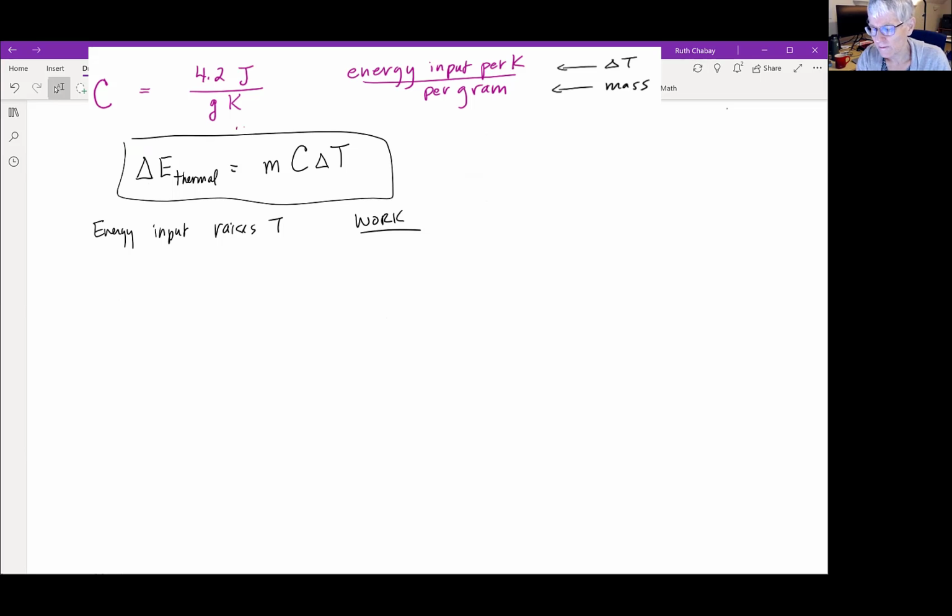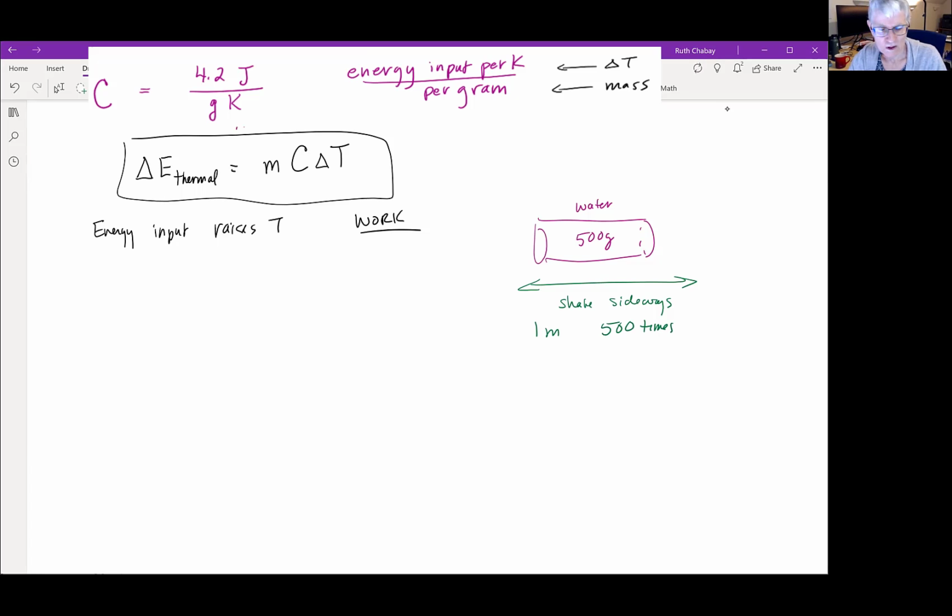So let's say we have a container of water, and it's 500 grams. And what you're going to do is take it and shake it sideways. You're going to move it, say, 1 meter in each direction, and you're going to do it 500 times. And let's say you're exerting a force that's roughly equal to its weight.